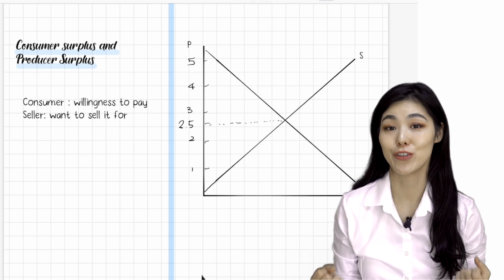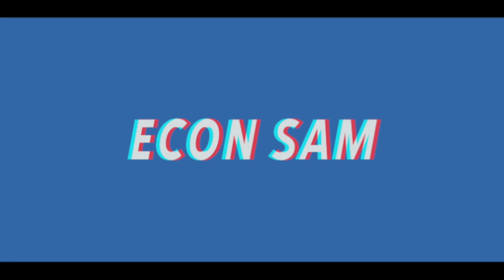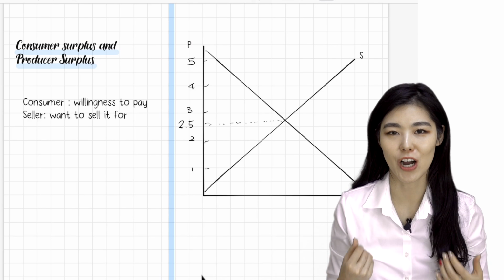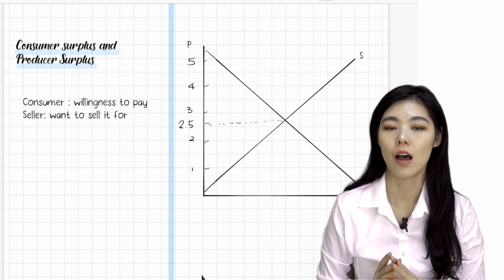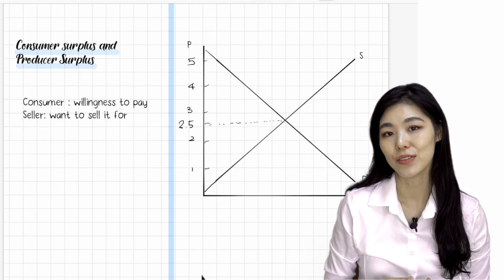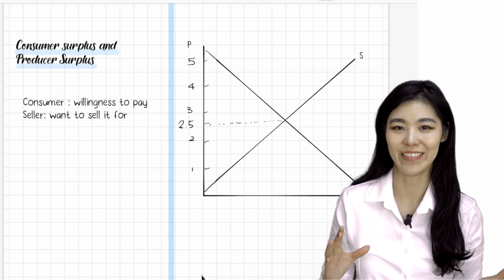Consumer surplus and producer surplus. It's easy if you know how to calculate the area of the triangle. I'm gonna explain it really easy to you with the example of a Korean snack that I really like.